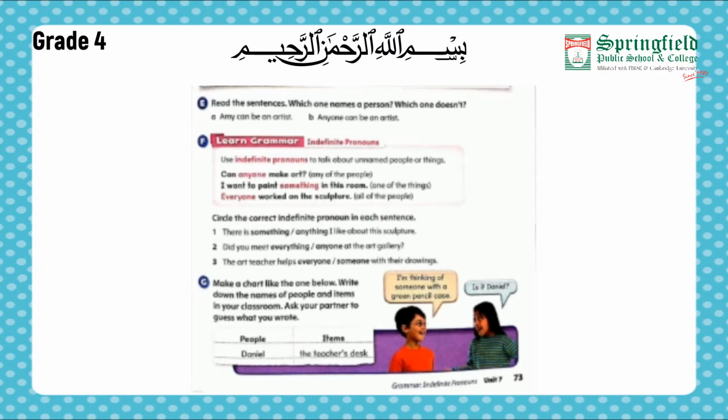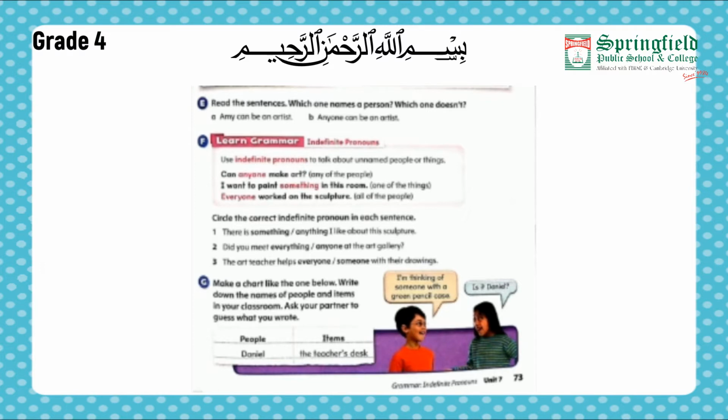Amy can be an artist. Anyone can be an artist. Now here we can see in our part A, they have provided us with the name of a person, that is Amy. Whereas in our part B, they are saying anyone can be an artist. Moving forward towards our part F.